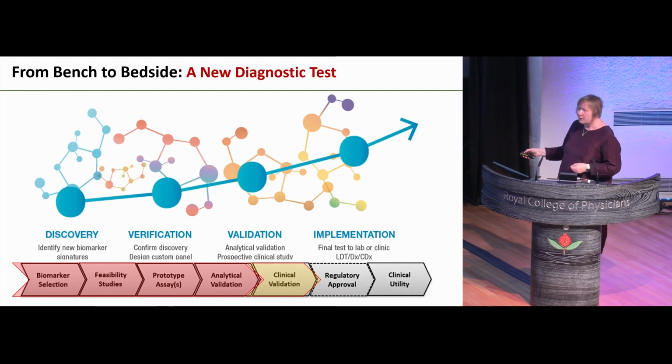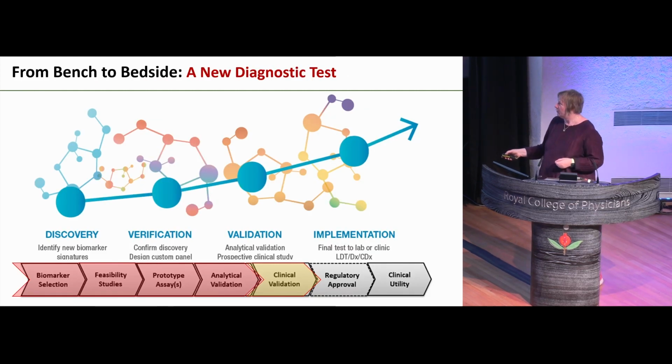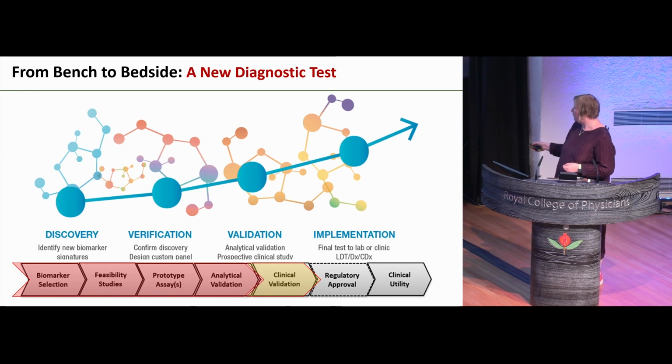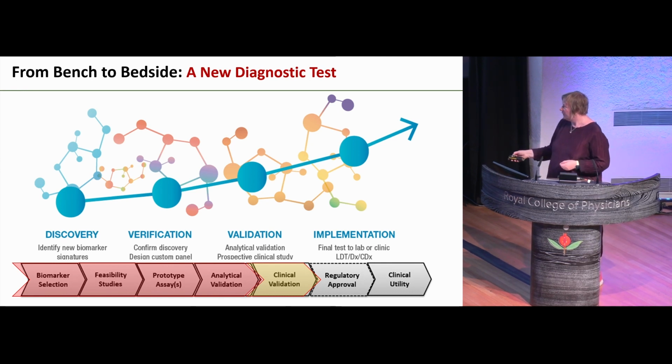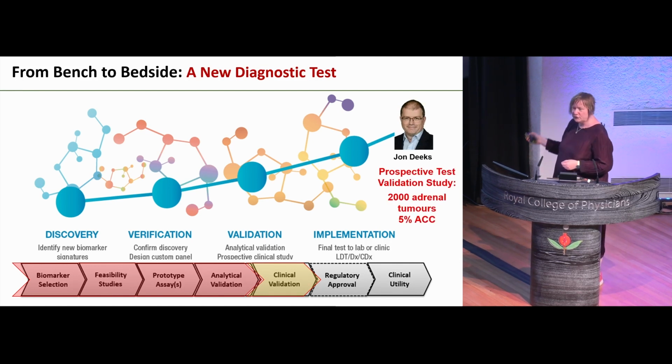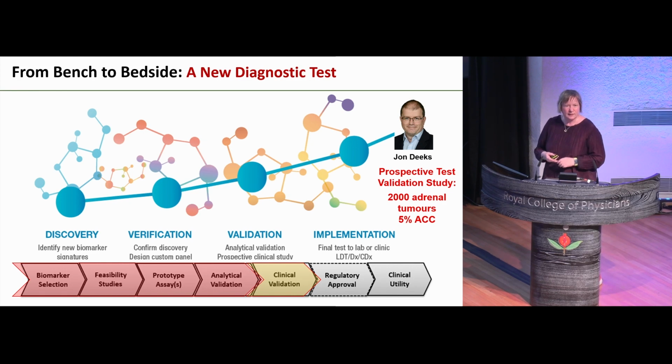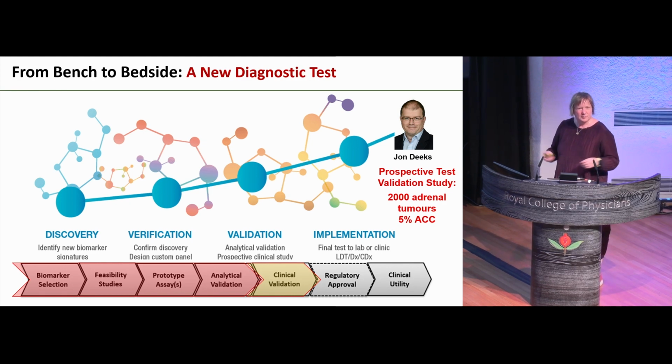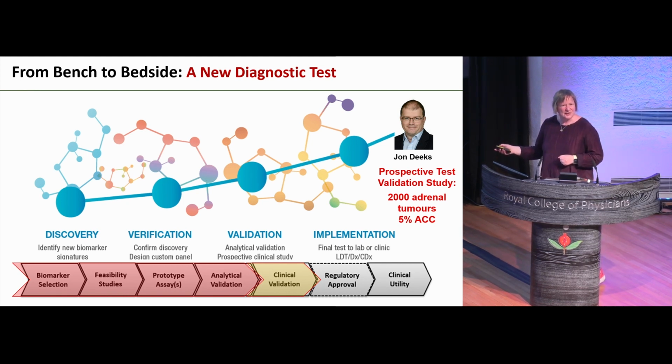So therefore, we could then undertake the next step on the biomarker development pathway for diagnostic tests, which is clinical validation, prospective clinical validation. And for this, I collaborated with my colleague Jon Deeks, who is a fantastic diagnostic test statistician. And he said to me, great news, after calculating things, you only need 2,000 patients, 2,000 consecutive patients with newly diagnosed adrenal tumors, and a 5% ACC rate, and then you can answer how good your test is.